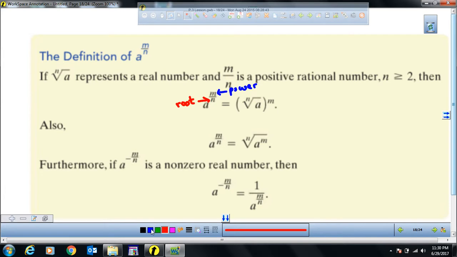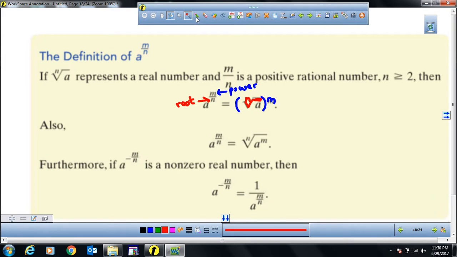If you look at the right side of this equation, it tells me that the m on the numerator means that the number is being raised to the m power, and the n on the denominator means that you're taking the nth root of that number a. That is the definition of a rational exponent. A rational exponent is power over root, anytime we have an exponent in the form of a fraction.